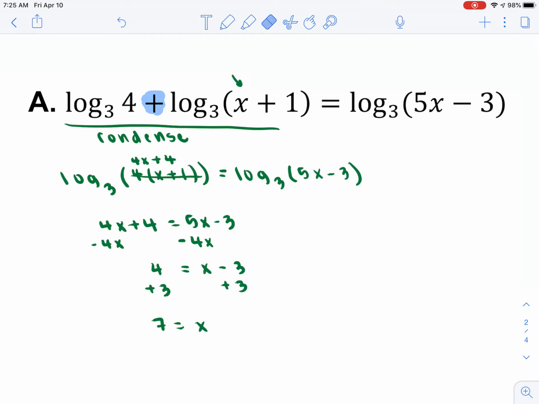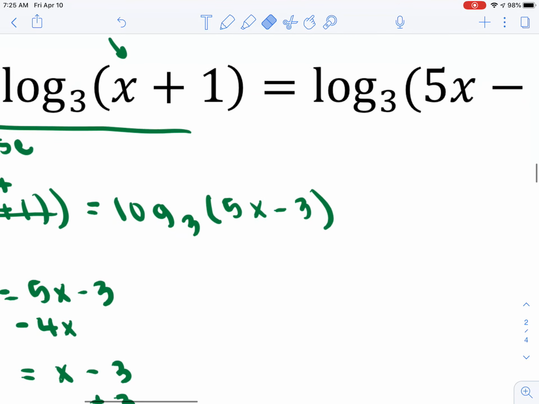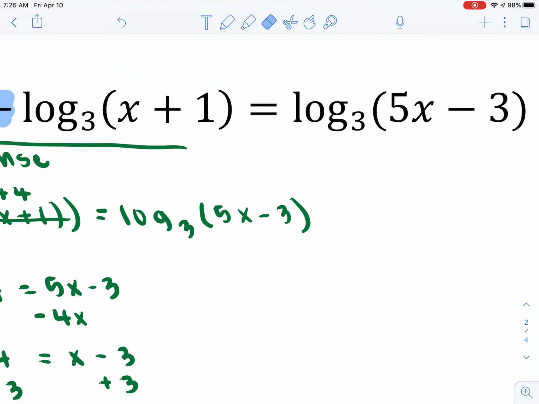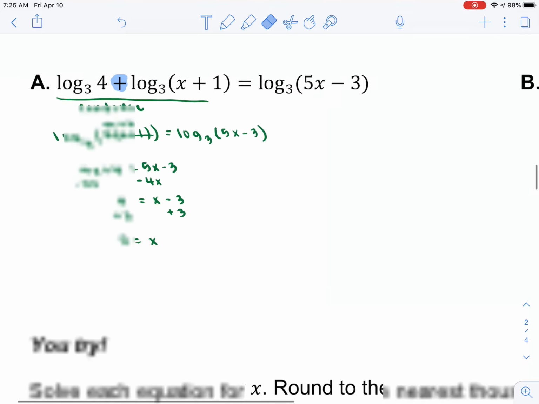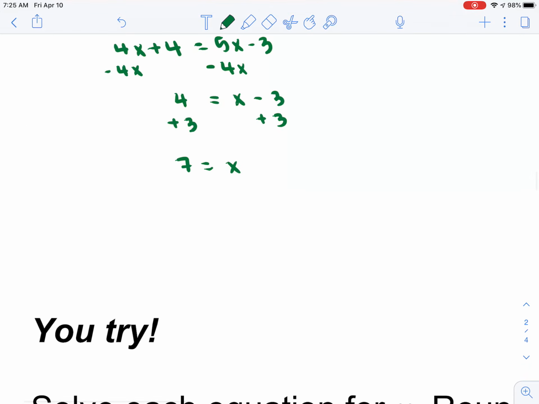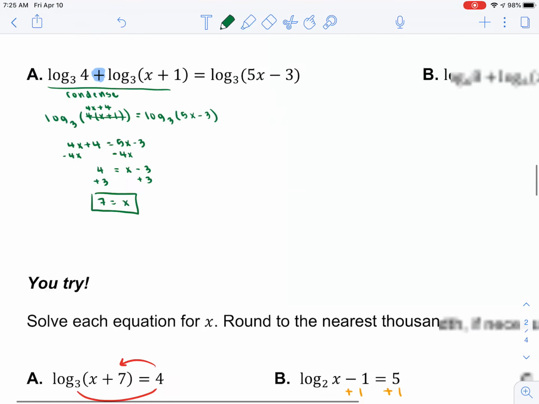Now, these can have extraneous solutions as well. Notice that the first log I'm all good with, because this first log has no x in there. It has a 4 for the argument. It's already positive. Second log, if I fill in a 7, notice that it makes the argument 8. We're all good. And then over here, if I fill in a 7, that's going to keep it positive as well. So this answer does in fact work.